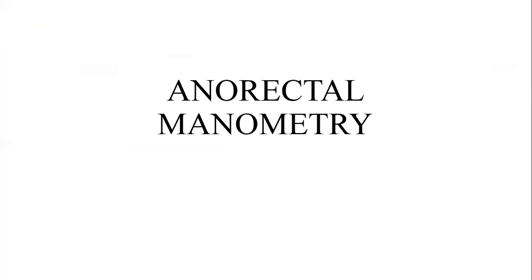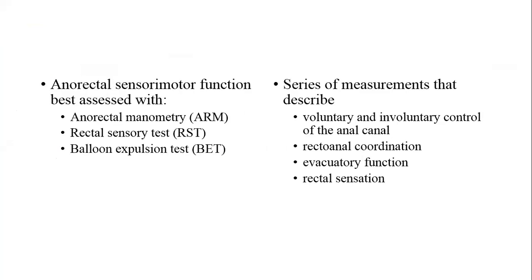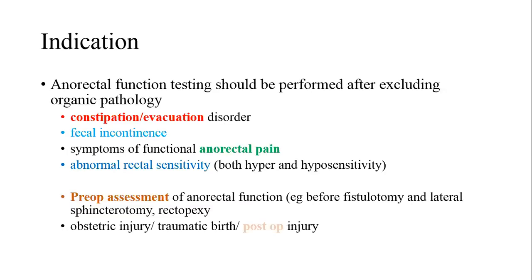Okay, I think we'll start today's discussion on anorectal manometry. Anorectal sensory motor function can be assessed mainly by anorectal manometry, rectal sensory tests, and also a balloon expulsion test. There's a series of measurements that would describe the voluntary and also the involuntary control of the anal canal, the rectal-anal coordination, evacuatory functions of the anal canal, and also rectal sensation.